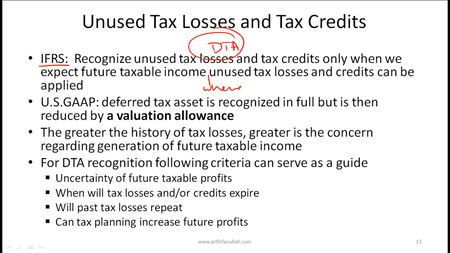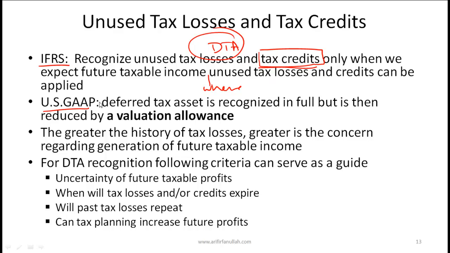So in a simple example, let's say the company that you are evaluating has tax credits, but you are not expecting any taxable income in the future. If there is no taxable income expected in the foreseeable future, then those tax credits are of no use, and hence IFRS does not allow the firm to recognize tax credits if those credits will be of no use, which is fairly logical.